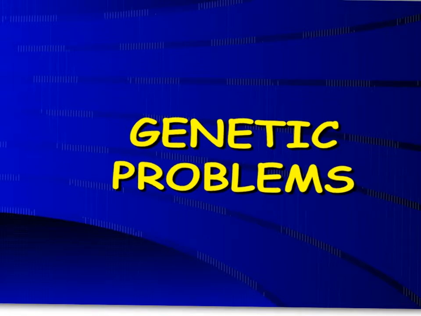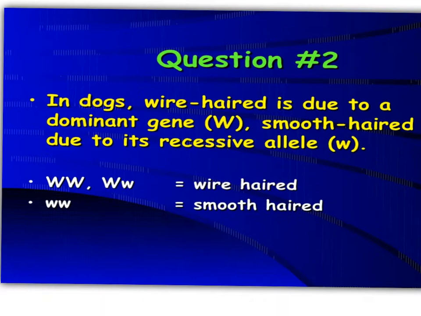Today we will be reviewing how to solve simple Mendelian genetics problems. These will include incomplete dominance, monohybrid cross, dihybrid cross, sex-linked characteristics, and multiple alleles. Here we have our first genetics problem.